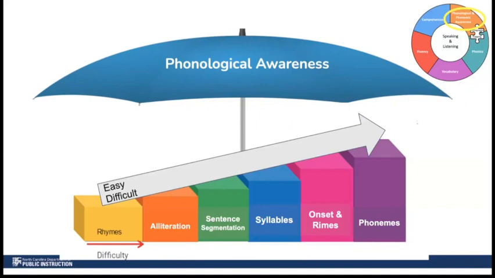Sentence segmentation is being able to hear a sentence and pull out all the individual words. So can kids actually pull out, in my sentence of I had a sandwich for lunch, each individual word? I had a sandwich for lunch. And then syllables, being able to count out the syllables in the word, and onset and rhyme. We'll talk a little bit more about onsets and rhymes, but that's the first part leading up to the vowel and the rest of the word. And then our phonemes, which are those individual sounds.